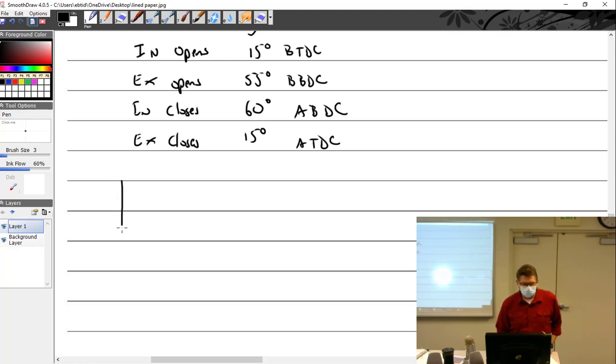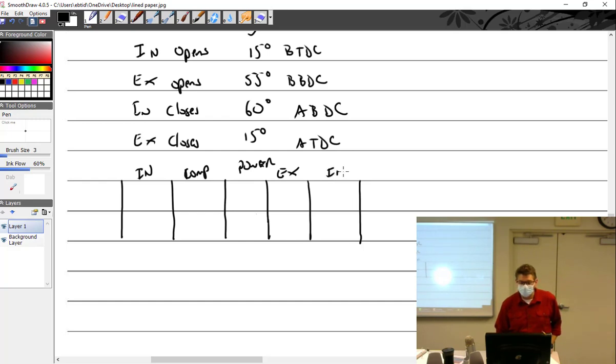So we're going to make our grid. We should have 6. So 1, 2, 3, 4, 5, 6 really. So start with intake, compression, power, exhaust. And then what comes next? Intake. What's first over here? Your last? Exhaust. All right, so we got all those.